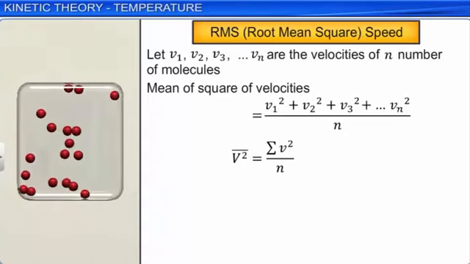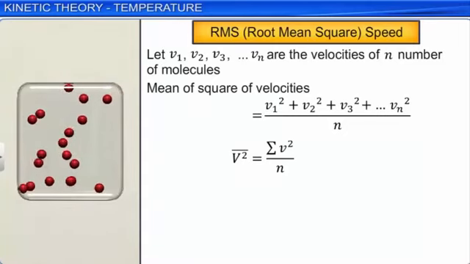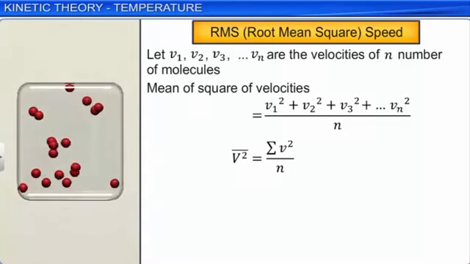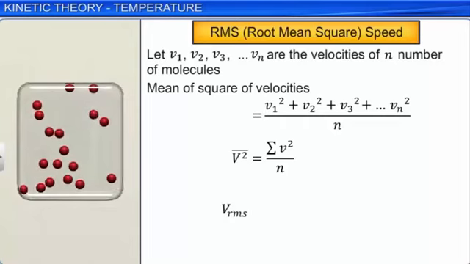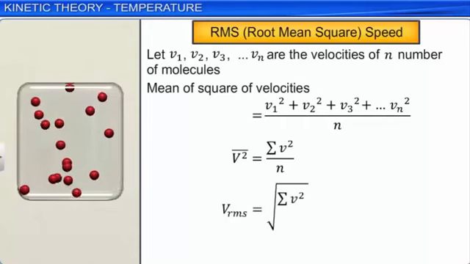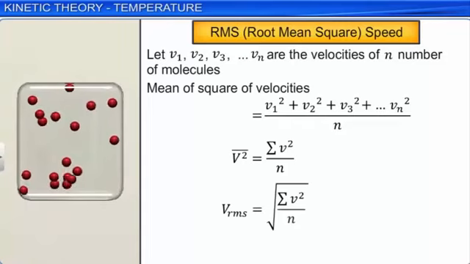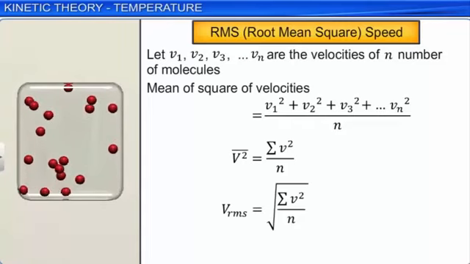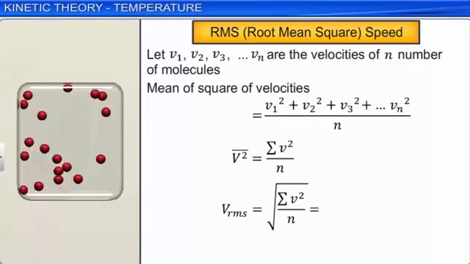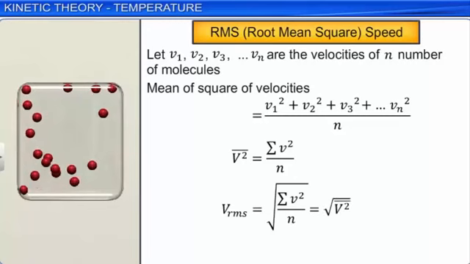Then, the RMS speed is denoted by VRMS is equal to the square root of sigma V square divided by n, which is equal to the square root of V square bar. This can be rewritten as VRMS square is equal to V square bar. Let this be equation 1.